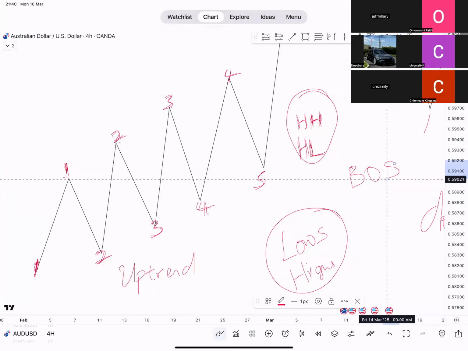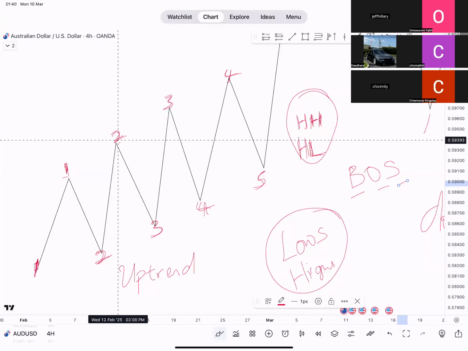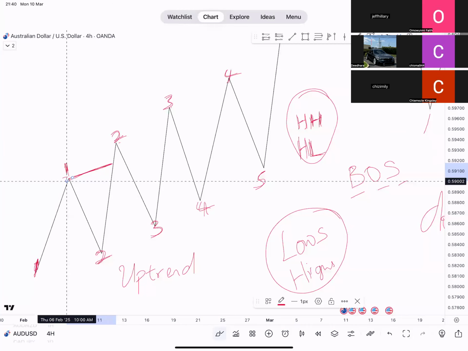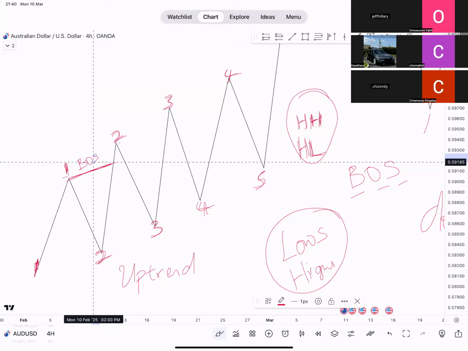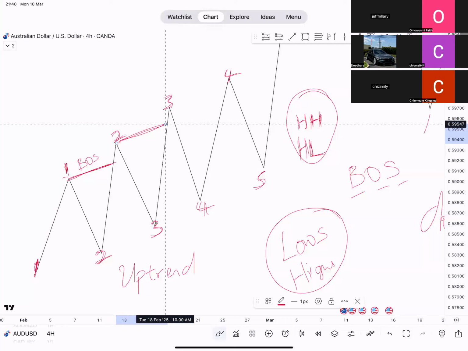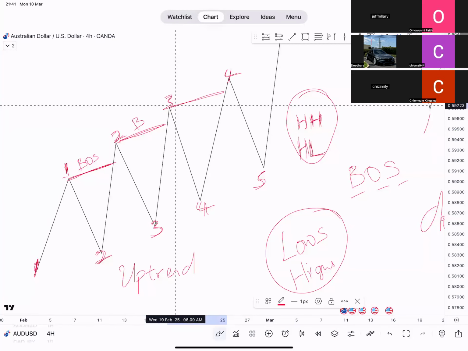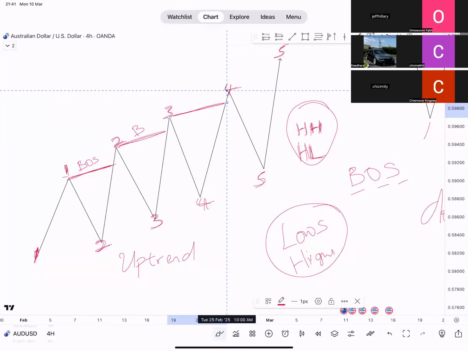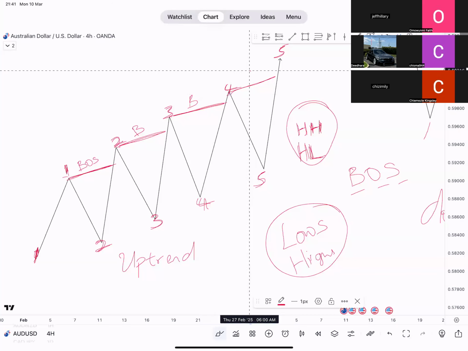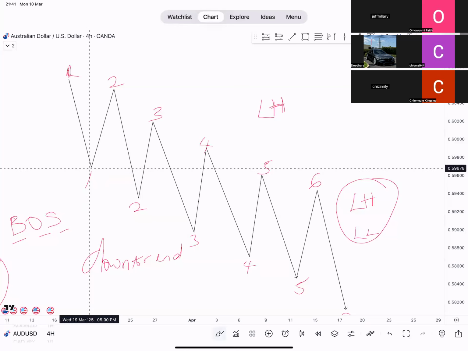BOS, break of structure, which means that as high 2 takes out high 1, to go above high 1, we have what? A BOS. As high 3 takes out high 2, break of structure. As high 4 takes out high 3, I mean goes above, right? We have a break of structure. As high 5 goes above high 4, we have a break of structure.